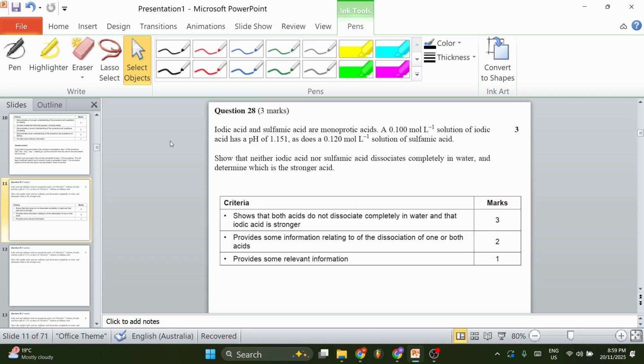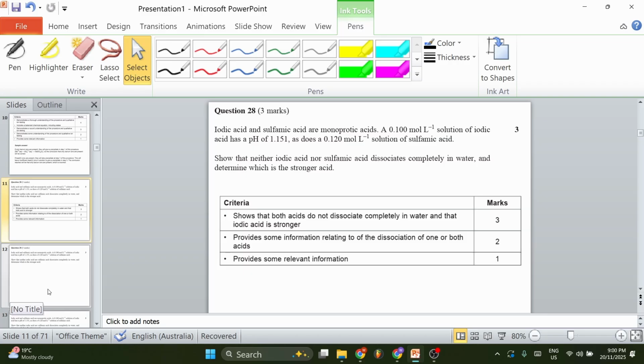Question 28, 3 marks. Iodic acid and sulfamic acid are monoprotic acids. A 0.100 moles per liter solution of iodic acid has a pH of 1.151, as does a 0.120 moles per liter solution of sulfamic acid. Show that neither iodic acid nor sulfamic acid dissociates completely in water, and determine which is the stronger acid.